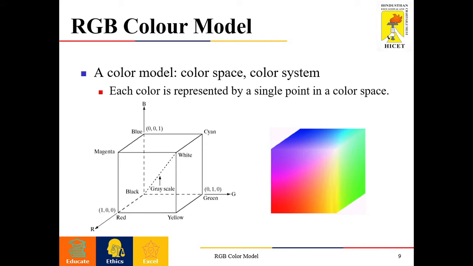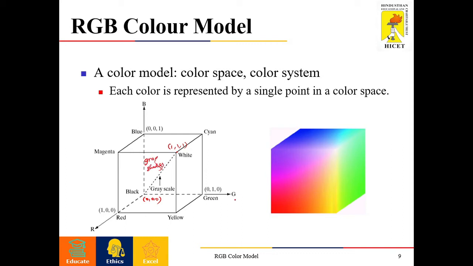Here, all the primary colors R, G, B are aligned along the X, Y, and Z axes. At the origin, all three color components are 0. Hence, the absence of all these colors produces black. At this point, the three color components have maximum value. Hence, an equal combination of RGB will produce white. The line connecting black and white produces different gray shades.